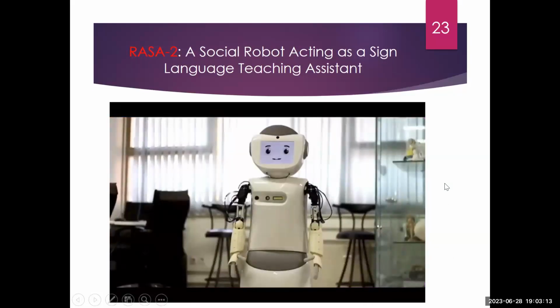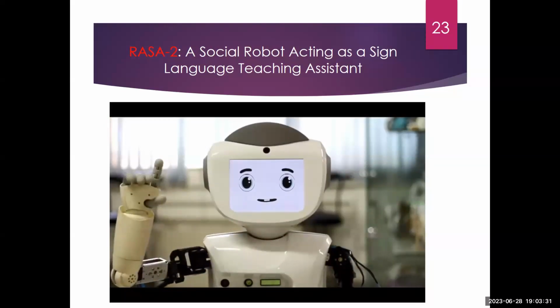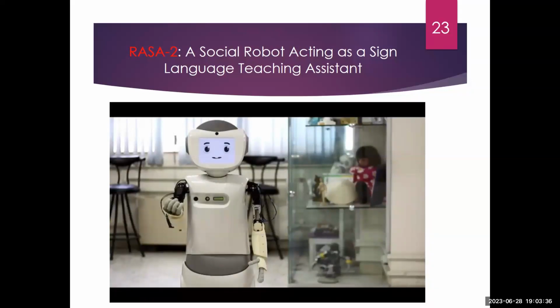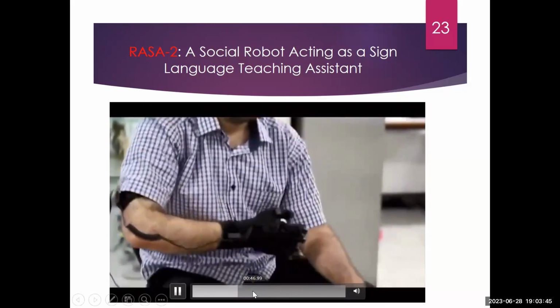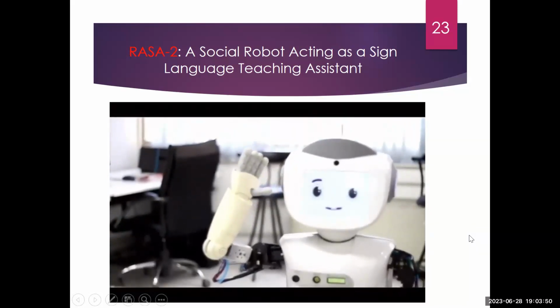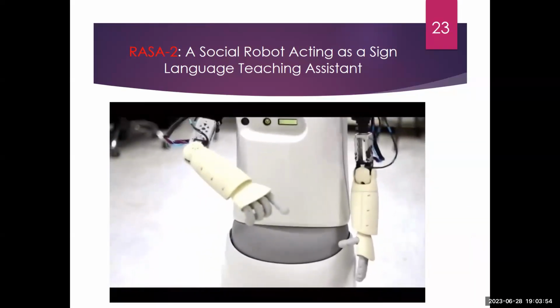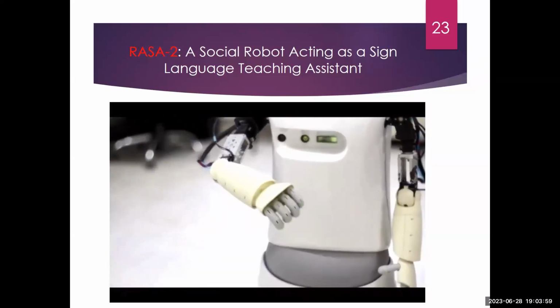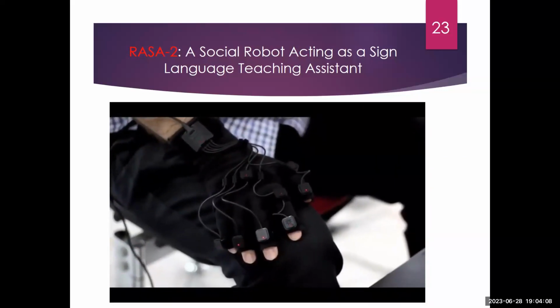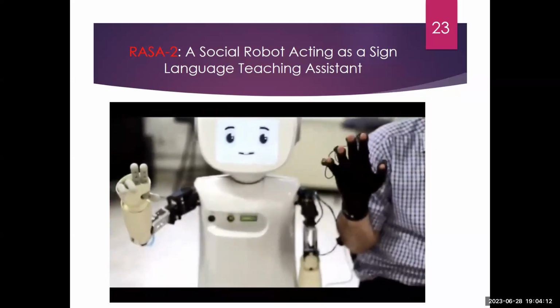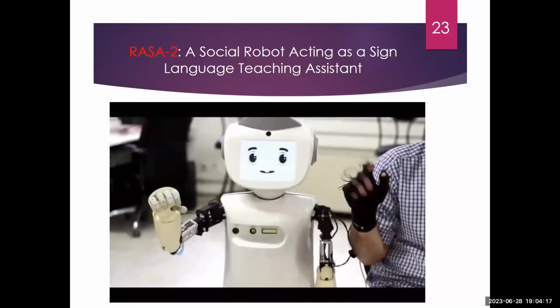You can see the Rasa 2, the next version of the Rasa robot. It interacts with children via Iranian Sign Language. He's saying, "Hi, my name is Rasa." People can teach Rasa new Iranian Sign Language or any other sign language using this block, including some IMU sensors.